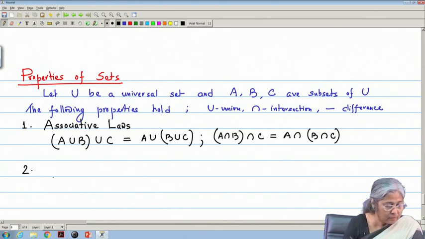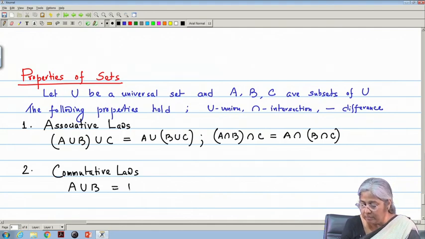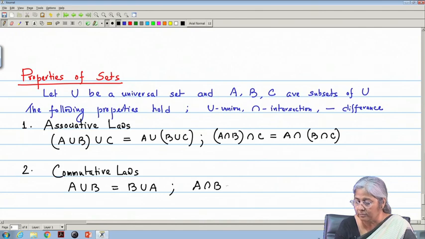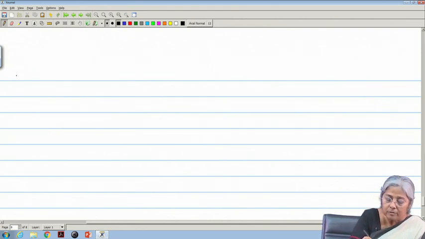Now, we see the commutative laws. If I consider only 2 sets here, A union B is B union A, and similarly I can tell A intersection B is B intersection A. So, if we continue, the third rule tells the important distributive laws on sets.